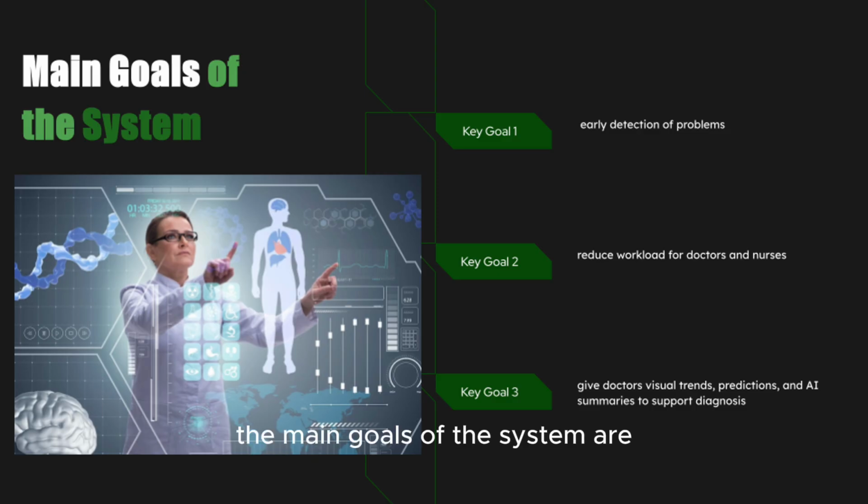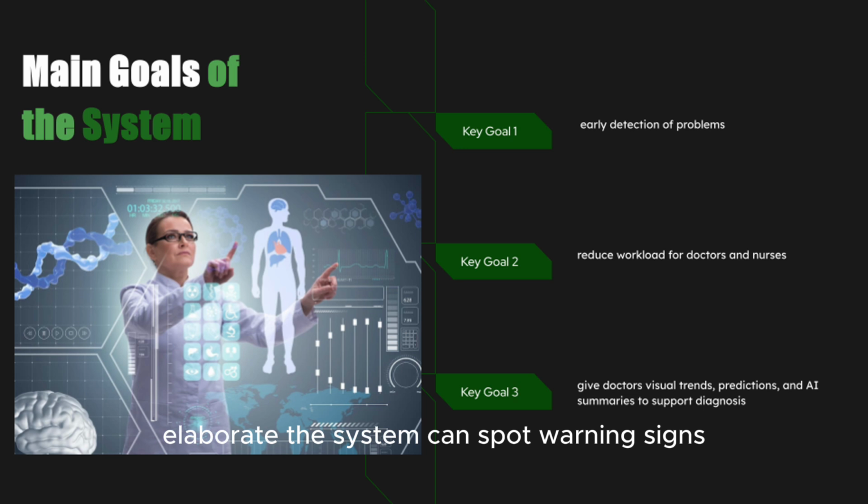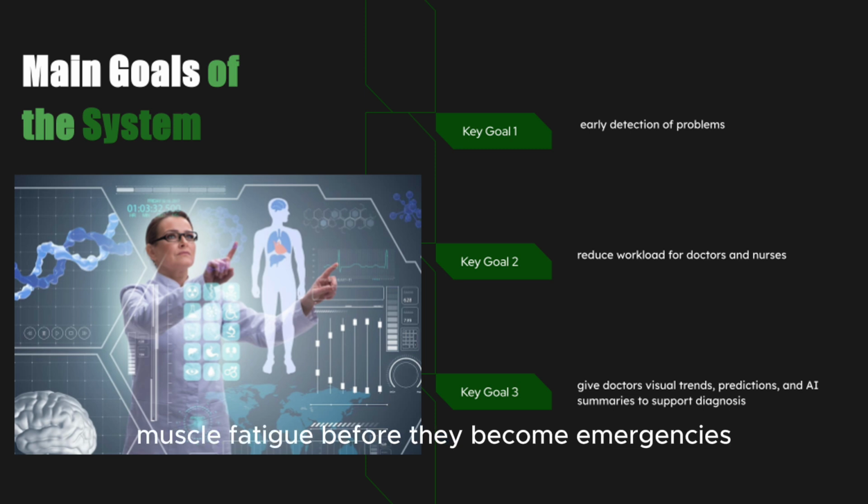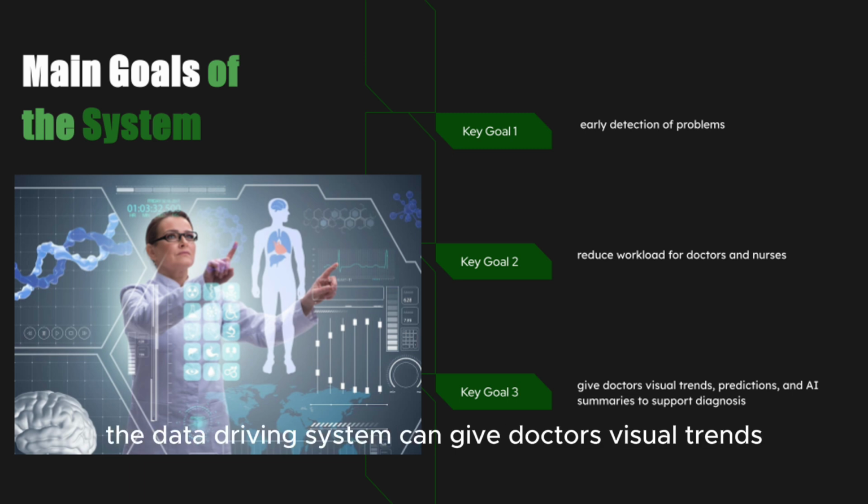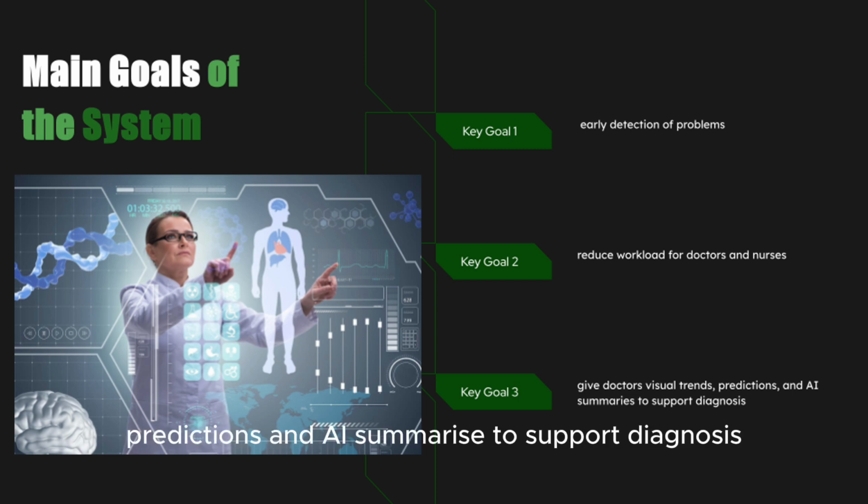The main goals of the system are early detection of problems, reduced workload for doctors and nurses, as well as data-driven decisions. To elaborate, the system can spot warning signs such as irregular heart rate, oxygen drops, and muscle fatigue before they become emergencies. The system can also filter thousands of data points into a few clear, prioritized alerts. Finally, the data-driven system can give doctors visual trends, predictions, and AI summaries to support diagnosis.